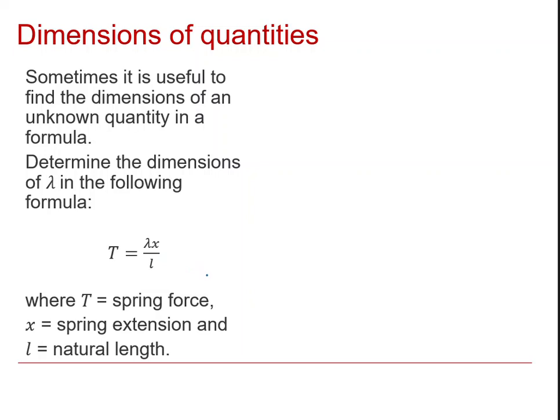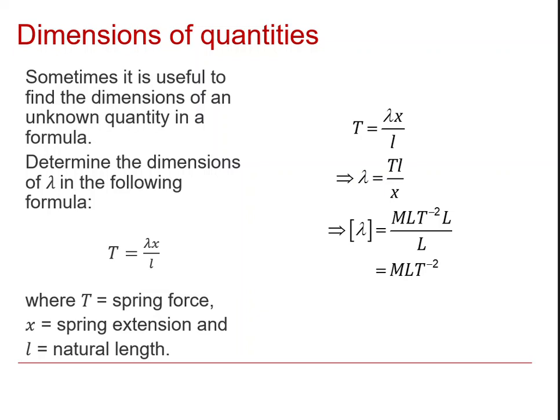Well, in order to work those out, the first thing to do is to make lambda the subject of the equation. Now, if we do that, we'll involve T, x, and l. We know the dimensions of T, which is a force. We know the dimensions of x, which is a length. And we know the dimensions of l, which is also a length. So we'll be able to express the dimensions of lambda in terms of the quantities to which we've already assigned dimensions. So there we are.